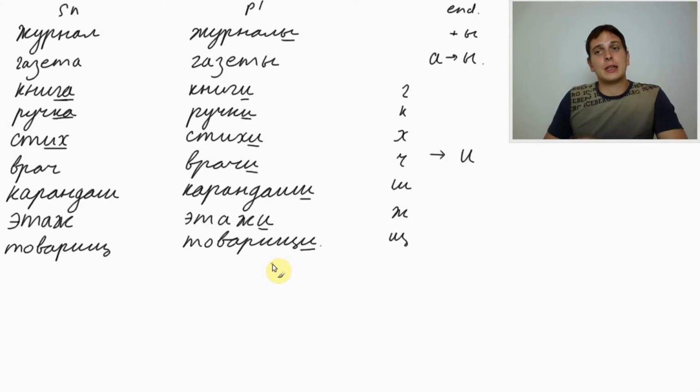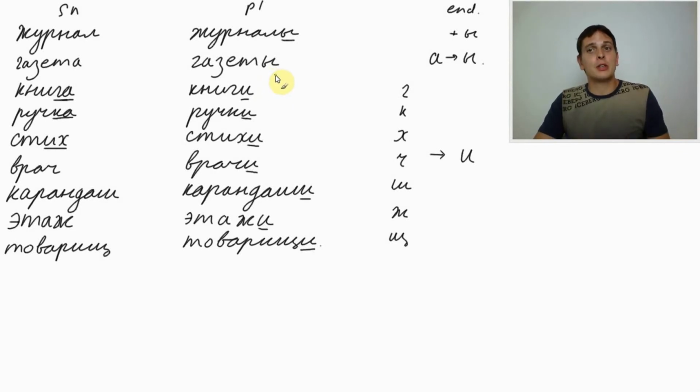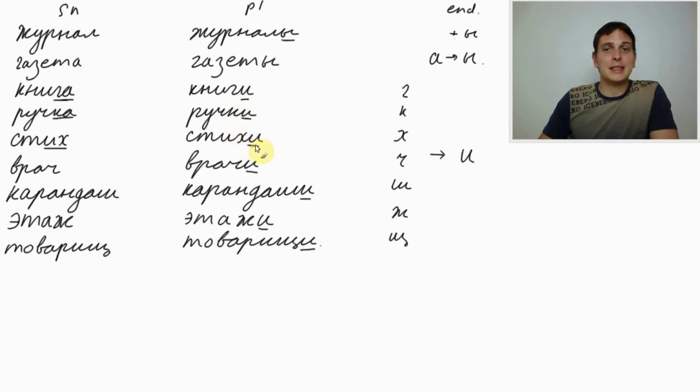And I'm suggesting you start speaking first. And even if you make mistakes, I will give you examples straight away. For example, if you place Ы instead of И, then you will get, instead of журналы, журнали, or газети. It's not a problem. Russians will understand you, and they will correct you. If they won't correct you, you will understand from the context of their reply what kind of ending you should use. And for книги, ручки, стихи, it's even better, because Ы in this case sounds so similar to И. So книги, книги, ручки, ручки, стихи, стихи.